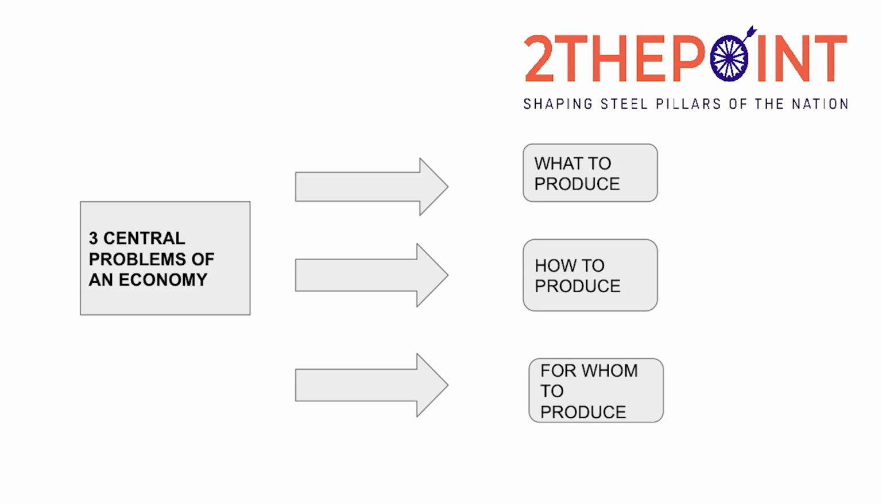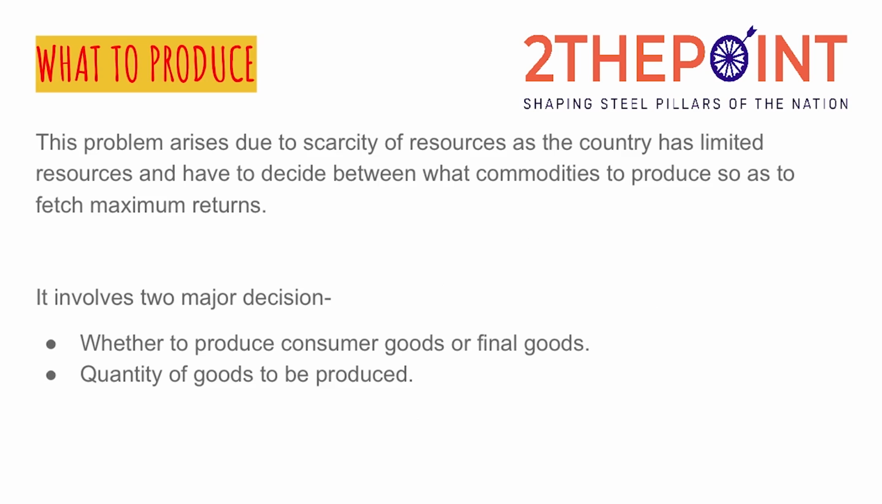The first one is what to produce, how to produce, and for whom to produce. So taking up the first problem of what to produce, before explaining the problem itself, I would like to tell you the reason why this problem arises.